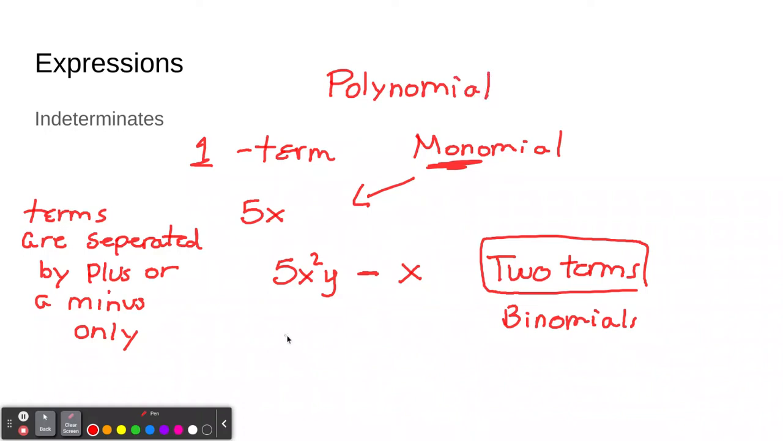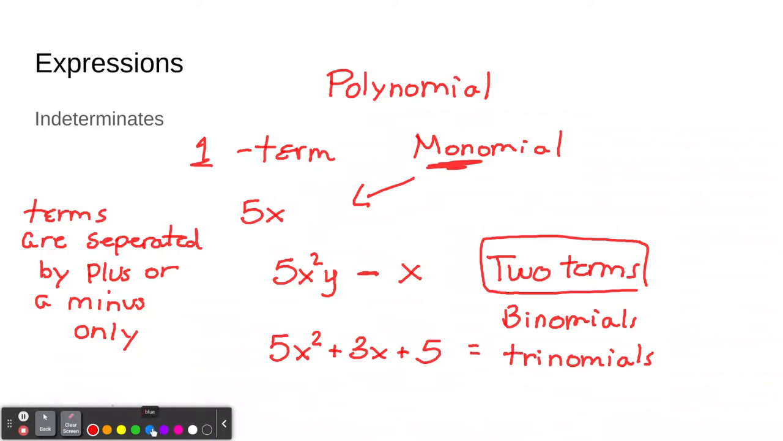So what do you think? Let's say I gave you 5x squared plus 3x plus 5. How many terms do you see there? Three terms, right? They're separated by a plus or a minus. Three terms are, guess what, trinomials. So we have monomial, one term, binomial, two terms, trinomial, three terms.